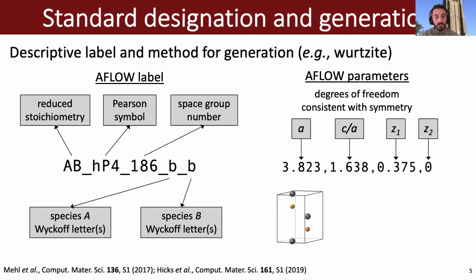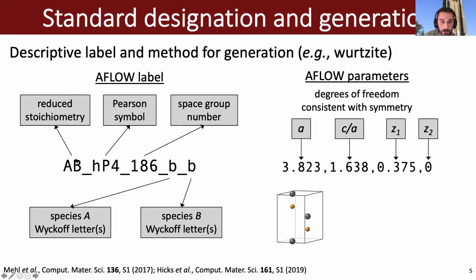And so I mentioned that we wanted to come up with a standard designation that actually tells you a little bit what the structure or prototype looks like. For example, we have the Quartzite prototype. And so we came up with this AFLOW label, and it's this string separated by underscores here. If you just look at this, you can probably see that there are some symbols or characters that you may be familiar with.